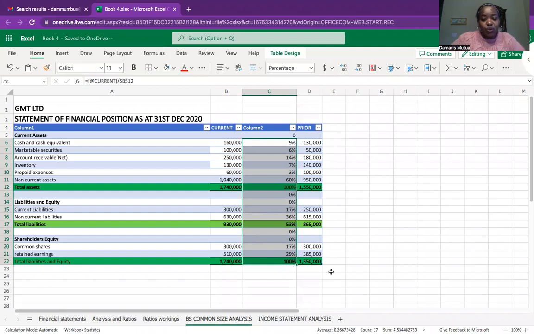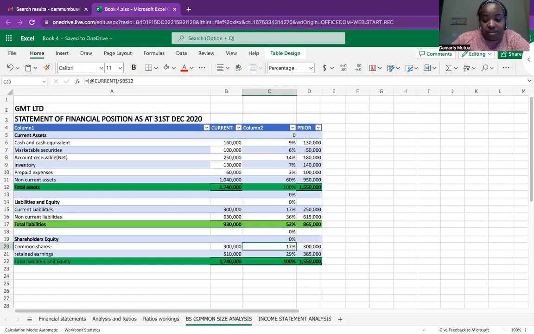Good. So looking at our balance sheet, the statement of financial position, my cash and cash equivalent is 9% of the total assets. Marketable securities, 6%. Accounts receivable, 14%. Inventory, 17%. Prepaid expenses, 3%. Non-current assets, 60% of my total assets. When I move on to liabilities, my current liabilities are 17% of the total assets. My non-current liabilities, 36%. Total liabilities are 53% of the total assets.